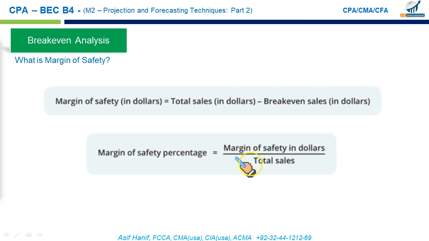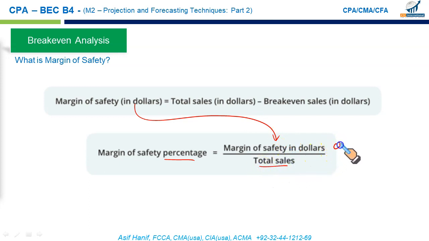These are the formulas you will use. Margin of safety in dollars is the total sales in dollars minus the break-even in dollars, or you can also calculate it in units. Margin of safety in units is equal to total sales quantity minus the break-even sales quantity. It can also be expressed as a percentage: what you found out above, margin of safety divided by the total sales.